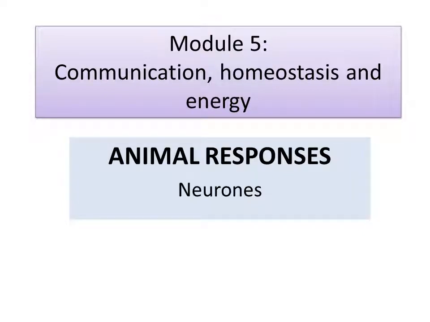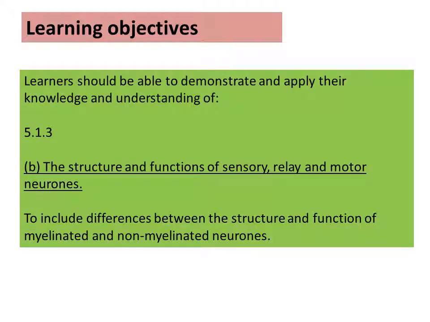Welcome to the next section of Module 5, Communication, Homeostasis and Energy. We're going to be moving now on to animal responses and focusing on neurons. A quick look at our learning objectives will show that the main function of this presentation will be to go through the sensory, relay and motor neurons, having a look at their structure and function.